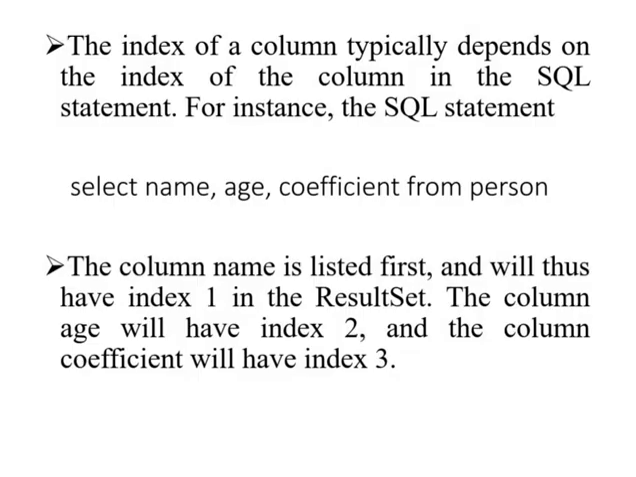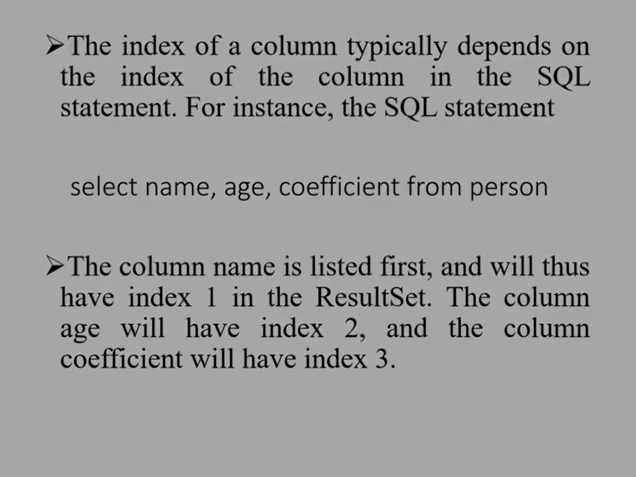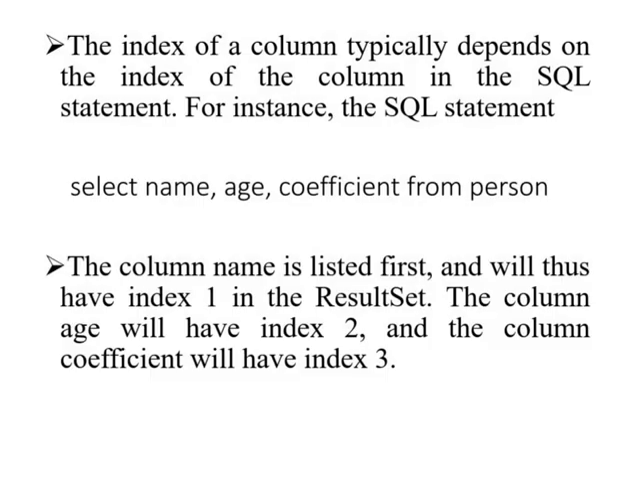The index of a column typically depends on the index of the column in the SQL statement. For instance, if the SQL statement has 3 columns: select name, age, coefficient from person, the column name is listed first and will thus have index 1 in the ResultSet. The column age will have index 2 and the column coefficient will have index 3. This is all about how we can access the column values.